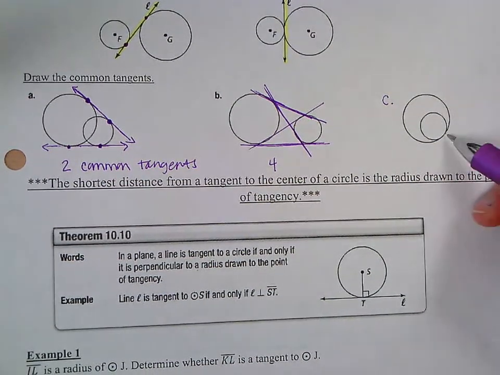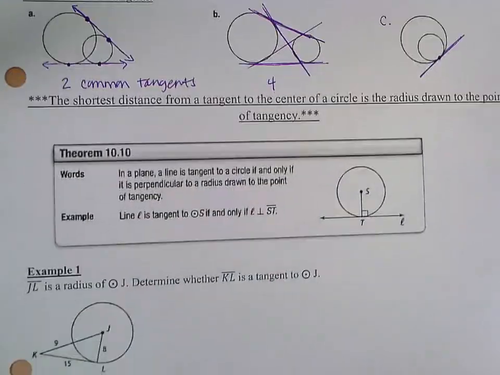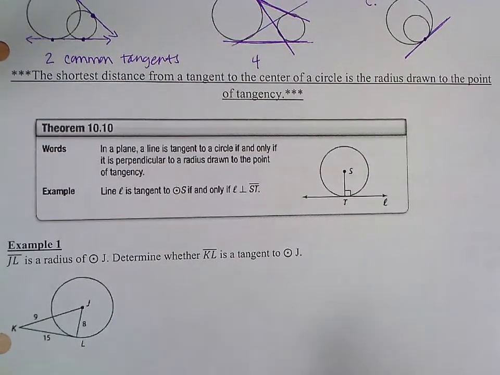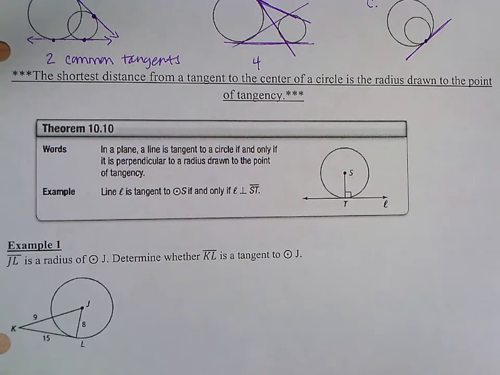C only has 1. Both circles have that same point of tangency, so the tangent line is the same, in exactly the same place for both. So understanding what a tangent is, touches a circle at one point, common tangents, that's just understanding a tangent line to a circle. Then what I have here, the shortest distance from a tangent to the center of a circle is the radius drawn to the point of tangency.